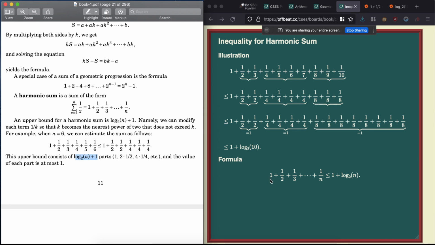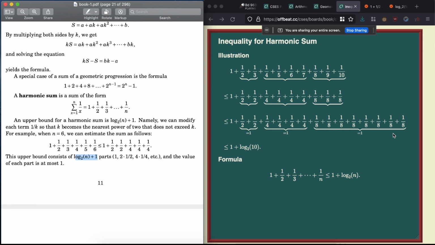And here's the general formula noted here once more: 1 plus half plus 1 by 3 and so on is less than or equal to 1 by log 2n. And like I said, this also sets the intuition for the fact that this sum actually diverges. If we add an infinite number of terms on the right hand side, we can just keep doing this grouping and get an infinite number of ones here.